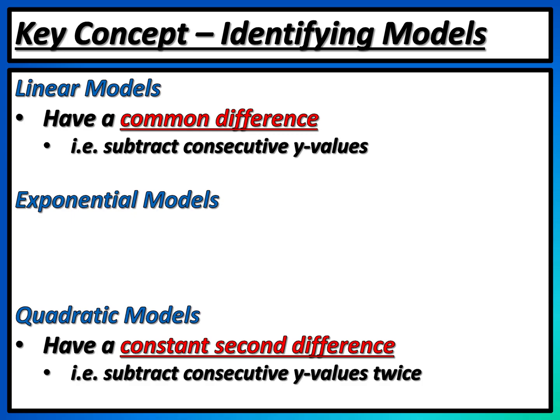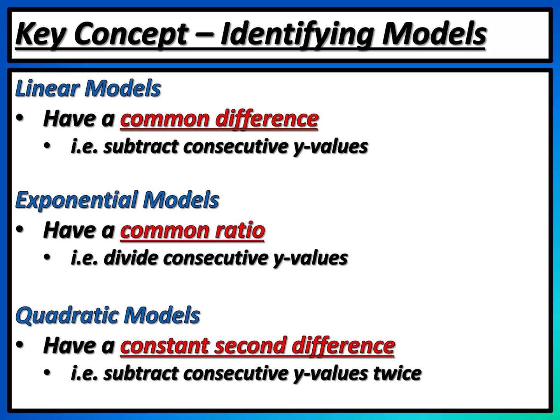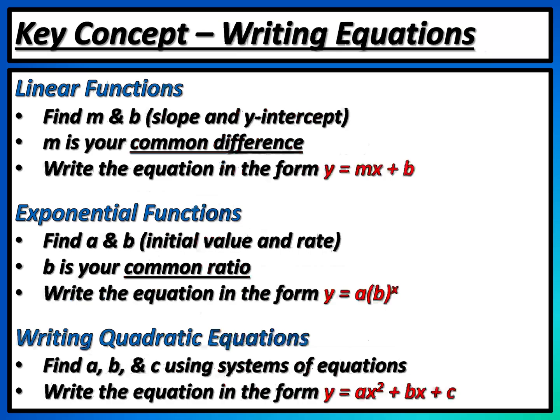And lastly we have exponential. They have something called a common ratio. The common ratio comes from dividing consecutive y values. So we're either going to be subtracting them or dividing them. Those values that we find are going to be useful in writing the equation that models the values in the table for us.